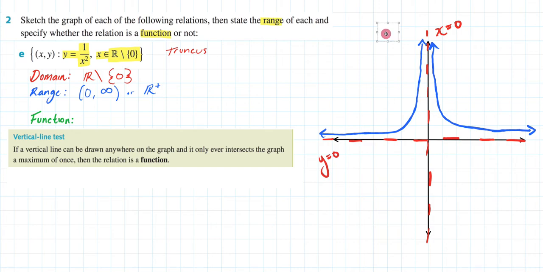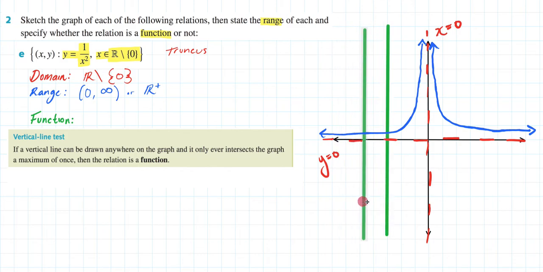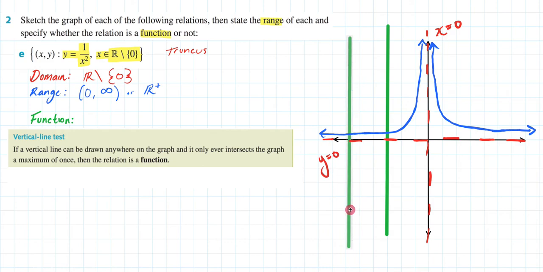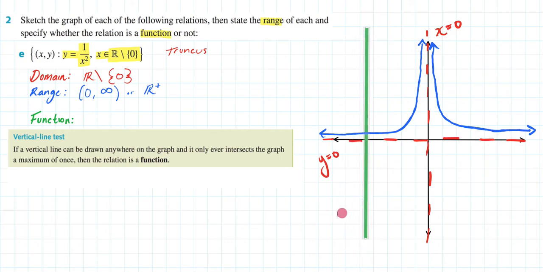So I'm going to get my vertical line and I'm asking myself, is there anywhere on this graph where my line will intersect the graph more than once? And as you can clearly see, that's never going to be the case. I'm only ever going to intersect my graph once. So when I come here, I'm going to say yes, it is a function because it only ever intersects the graph a maximum of once.